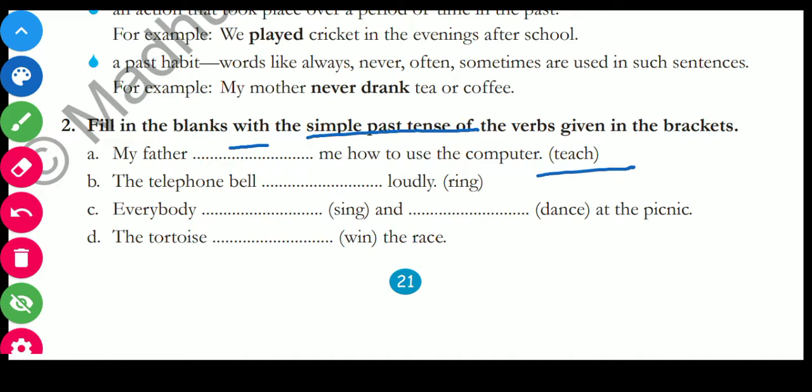Now come to B. The telephone bell dash loudly. Ring. तो हम ringed तो नहीं कर सकते, ed नहीं लगा सकते. That would be the wrong word. Ringed is a wrong word. There is no word such like ringed. So ring का हमारा past tense क्या होगा? Rang. For that you need to know what are irregular verbs. Okay, so ring, rang, rung. So here we will have the answer as rang. The telephone bell rang loudly. Okay, so this is how you have to solve this.